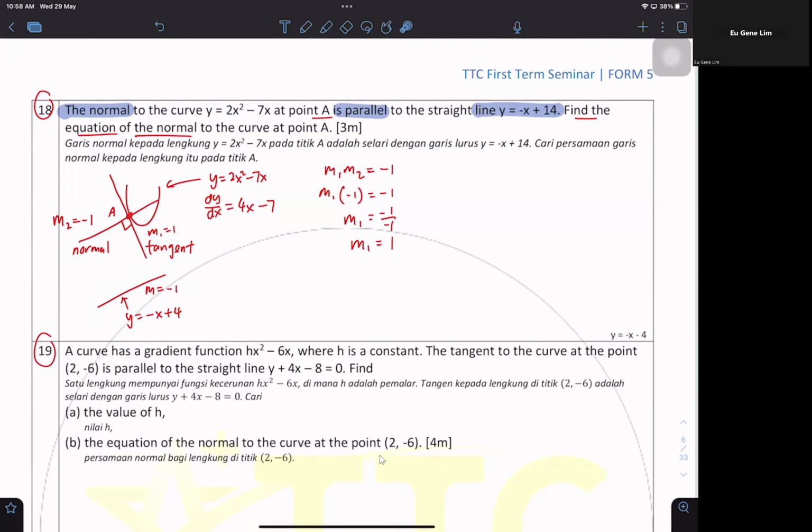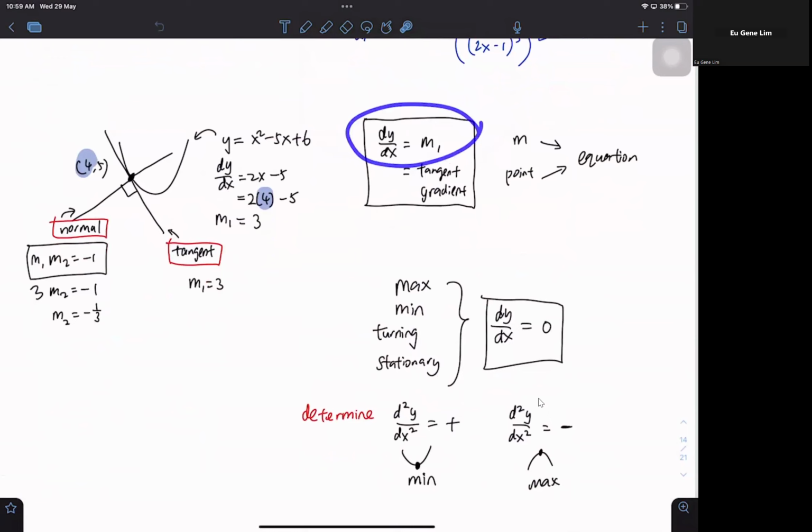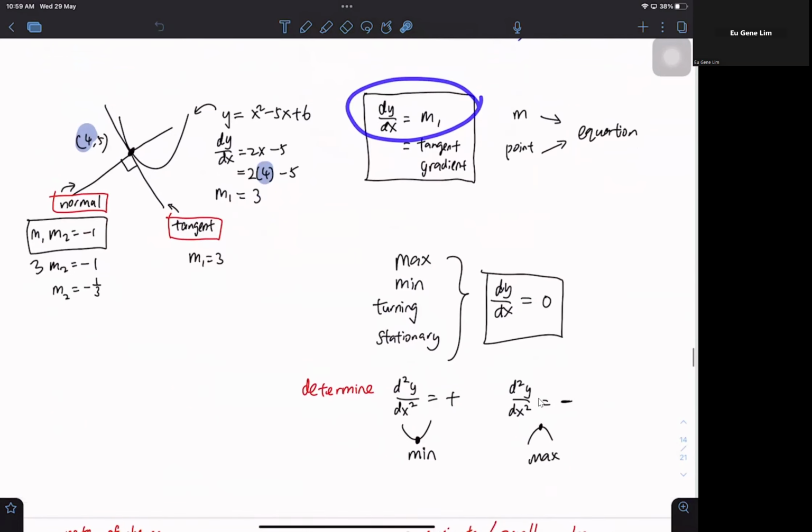Then next, what else can we do? Still we can't find anything. Next you do like this. This one is very important: dy dx equals M1. Dy dx is the tangent gradient.